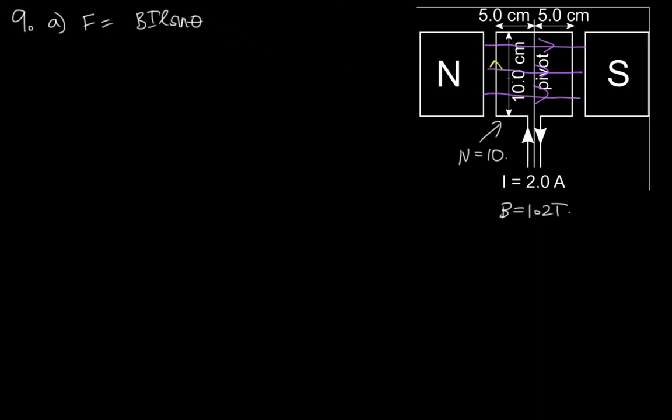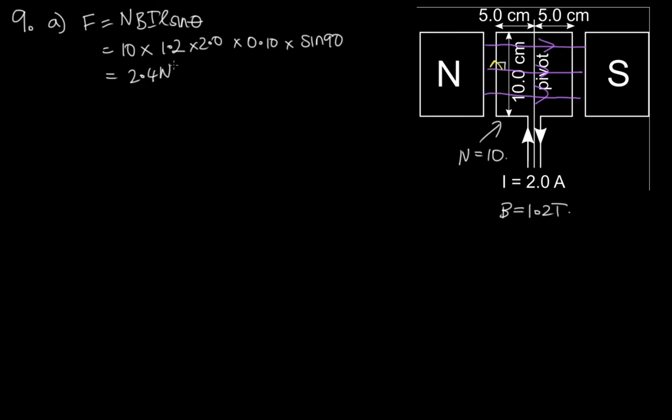But we have N turns of wire here, so N times that. And so substituting in, we've got 10 turns. The magnetic field strength is 1.2 Teslas. The current is 2 amps. The length of this side is 10 centimeters, so 0.10 meters. Sine theta, that is the angle between the magnetic field and the current. So you can see it's 90 degrees, so times sine 90, which is 1. So solving this on the calculator, or in your head if you want, this is equal to 2.4 newtons.